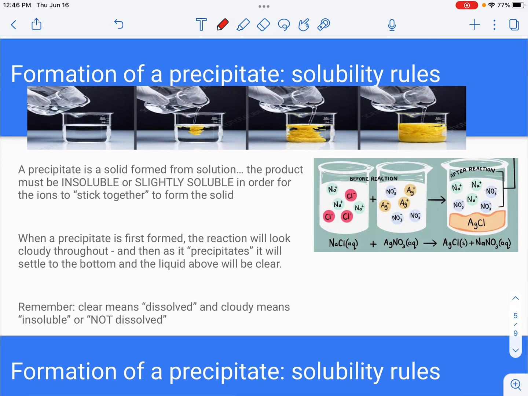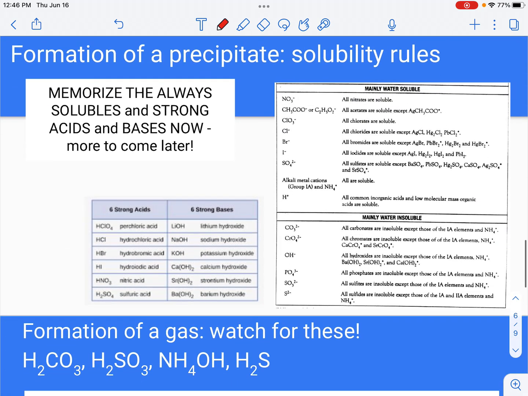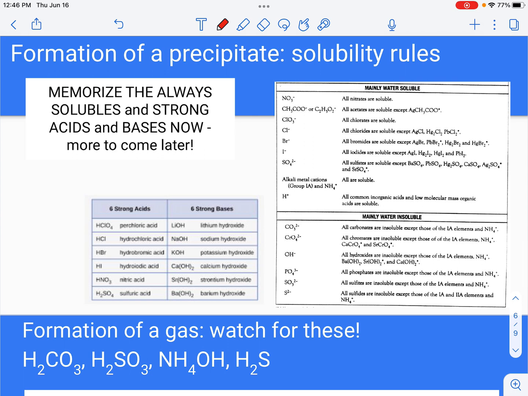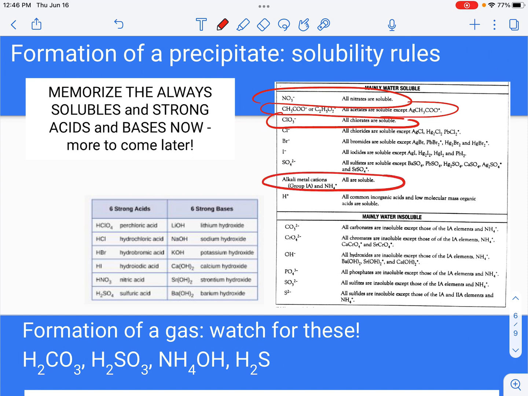The first thing that you're going to look at specifically is whether or not you would form a precipitate. And the only way to do that is to know your solubility rules. For right now, it's enough to memorize the always. All right? So you should be memorizing that all nitrates are soluble, all acetates are soluble. Don't even worry about the exception right now. All chlorates are soluble. You should also be remembering that all alkali metals and ammonium compounds are soluble. So remember, this is group 1A. So this is lithium, sodium, potassium, etc.